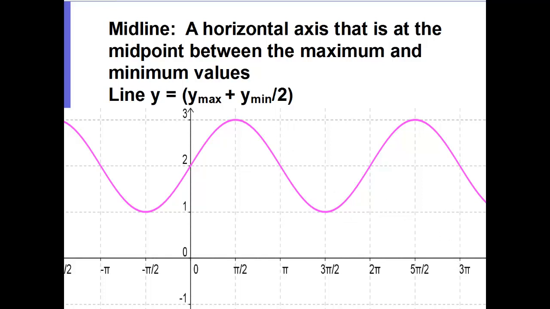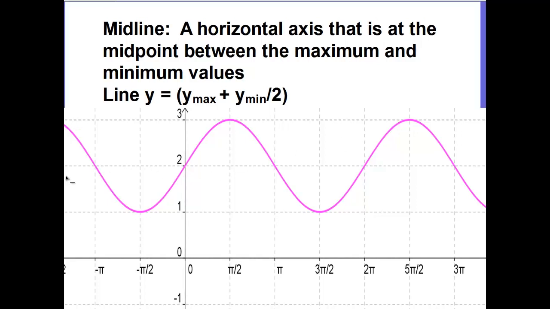function. For example, this is a sine function that's been shifted vertically, and so its midline is no longer along the x-axis. Its midline has been shifted up. It has a maximum of 3 and a minimum of 1, so we would find the midline by going 3 plus 1, which is 4, divided by 2. The midline is 2, which you can see visually, but analytically it's the max plus the min divided by 2.